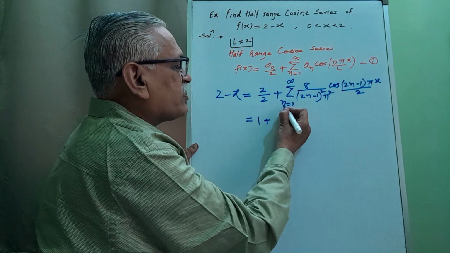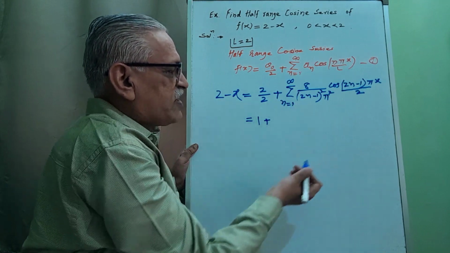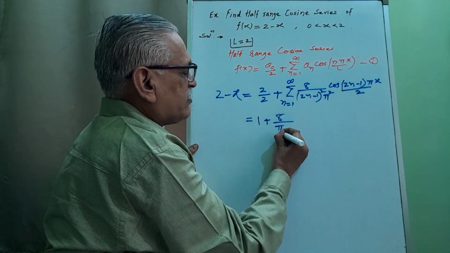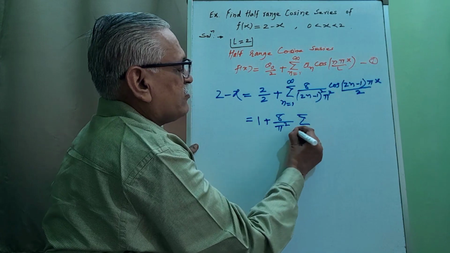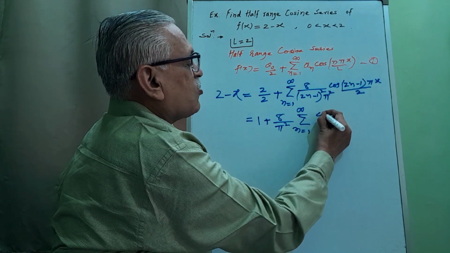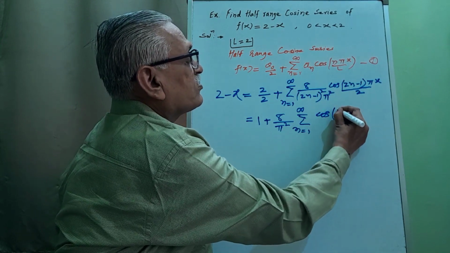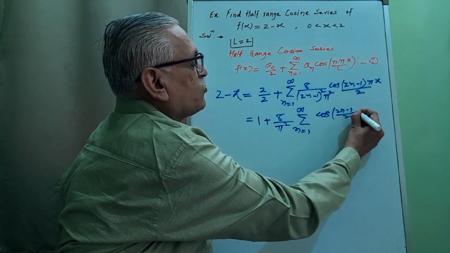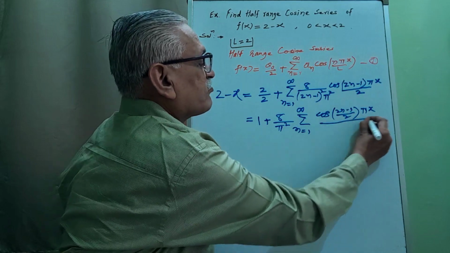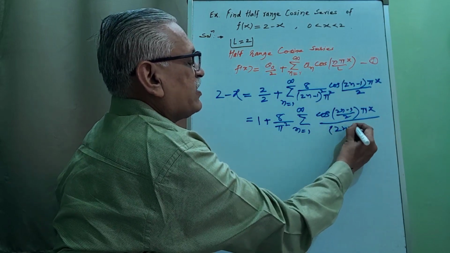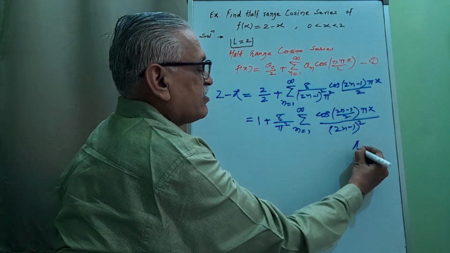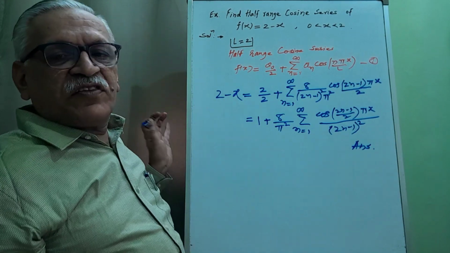8 by pi square is a constant term with no term containing n, therefore we can take it outside the summation sign. So we get 8 divided by pi square, summation from n equal to 1 to infinity of cos of 2n minus 1 by 2 pi x, divided by 2n minus 1 whole square, as the required half range cosine series.